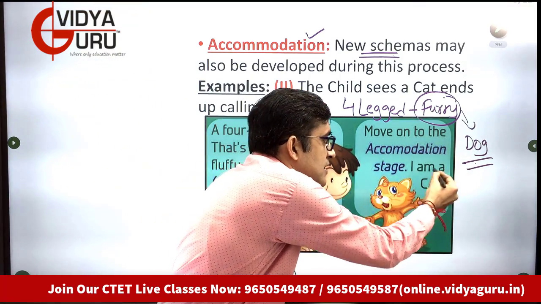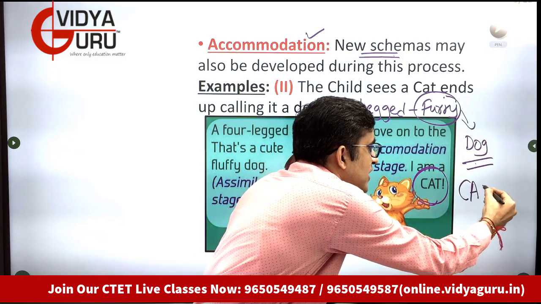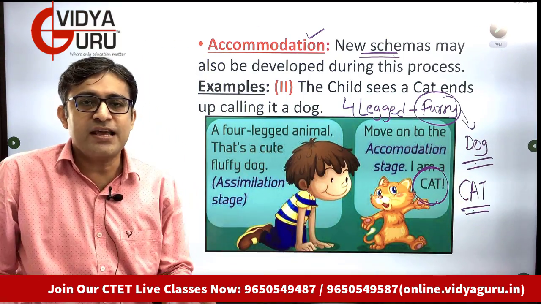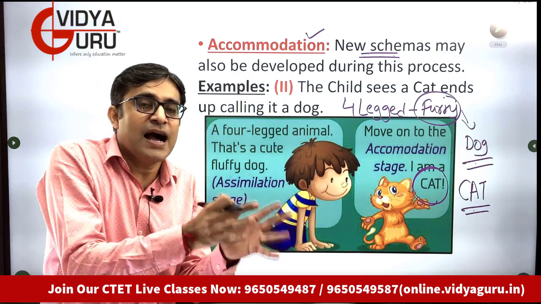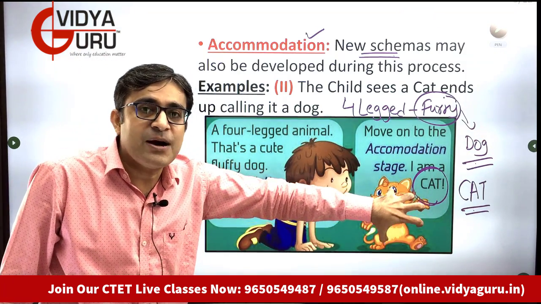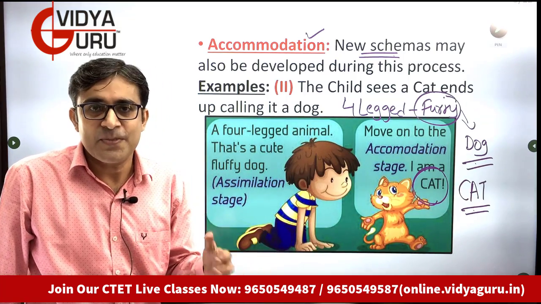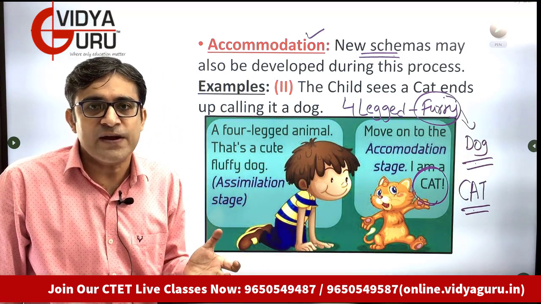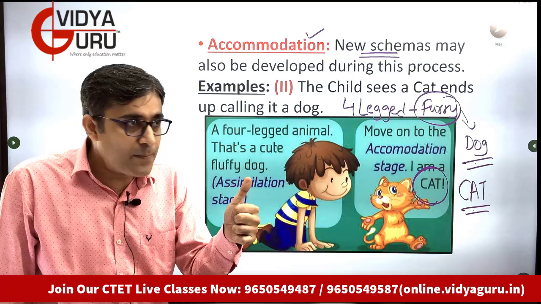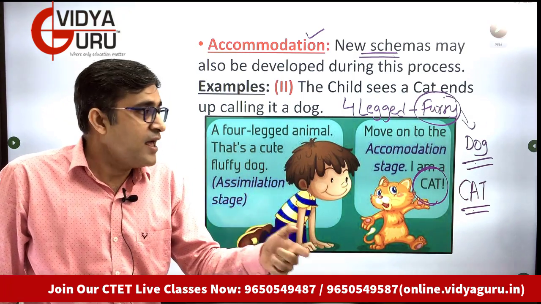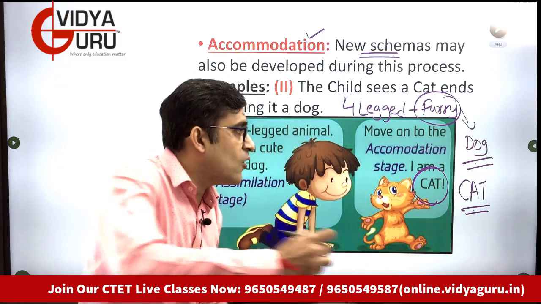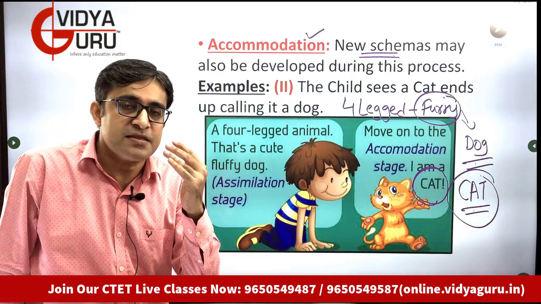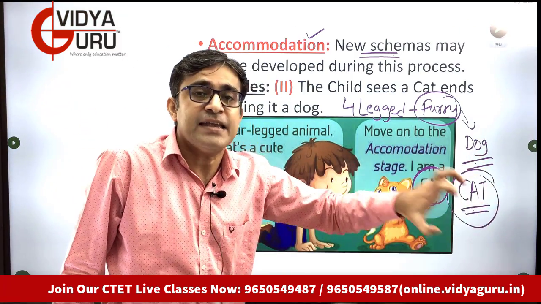A new schema has to get formed. A new schema of cat has to get formed, and then only the child will be able to add new information. To add this new information about this cat, there was some conflict. The child was making a mistake. There was some disequilibrium. There was some conflict. And to resolve that conflict, now what happens? The child will have to learn and create some new schema. Now the child will have to learn this new concept, create this new cognitive structure, create this new mental pattern of what a cat is.